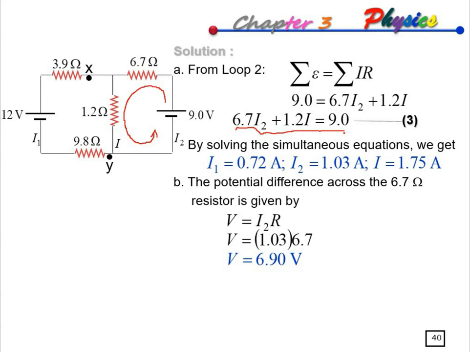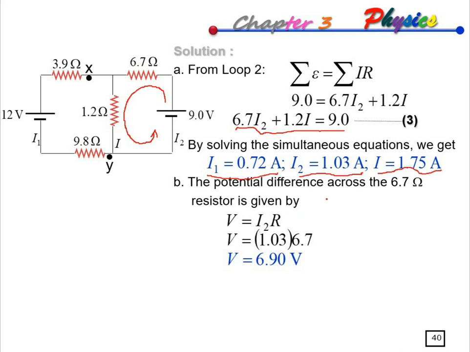By arranging the equations and solving the simultaneous equations, we get the answers I1 equals 0.72 ampere, I2 equals 1.03 ampere, and I equals 1.75 ampere. You can use the equation function in your calculator, and then you will get these answers for I1, I2, and I.